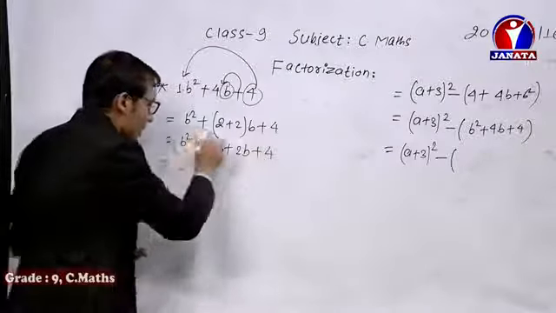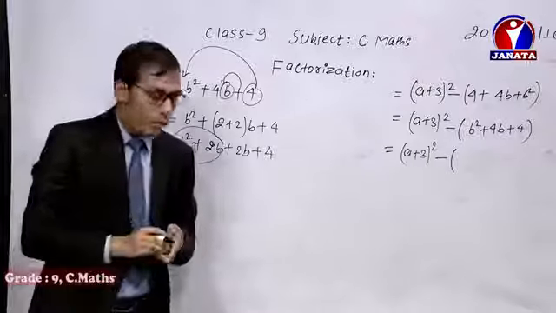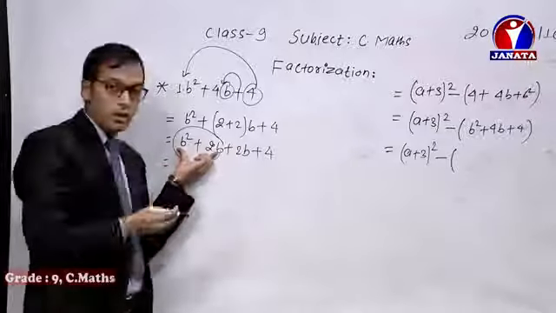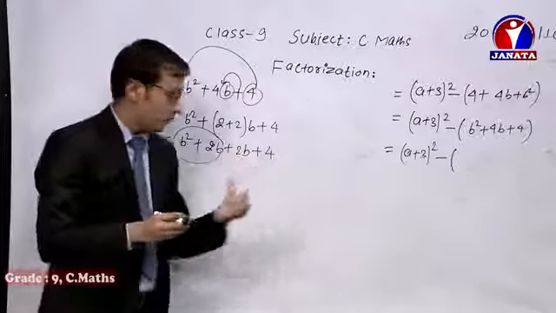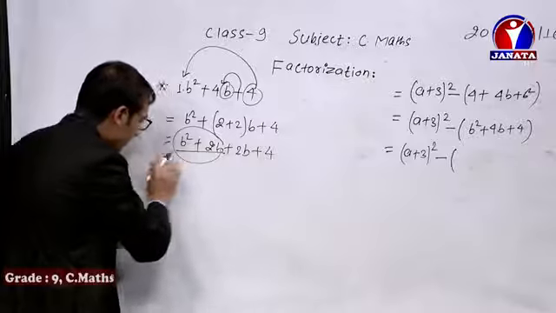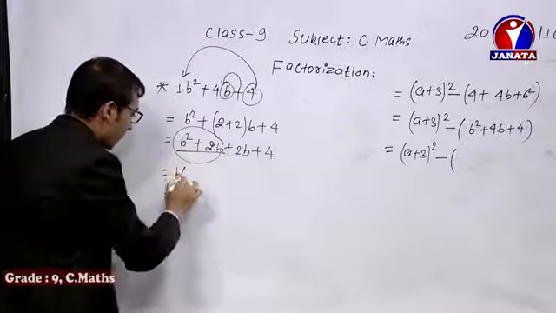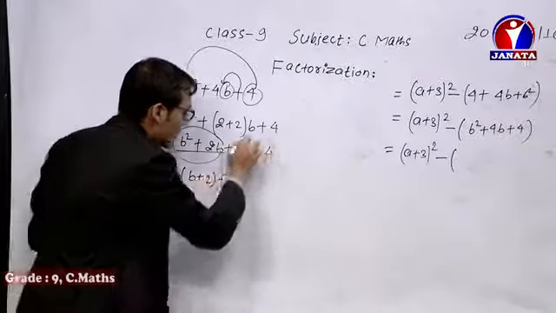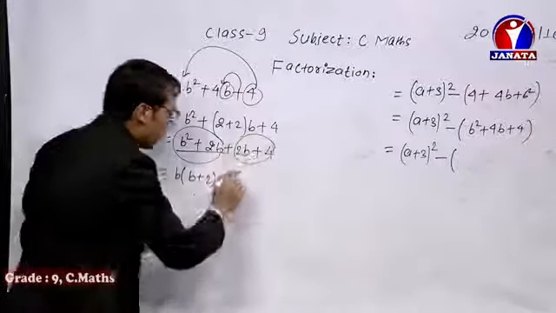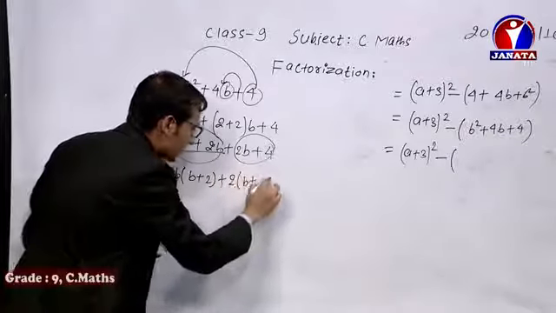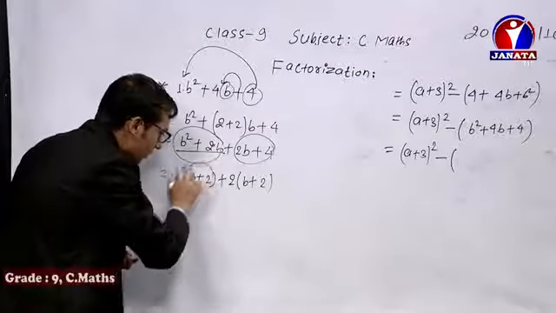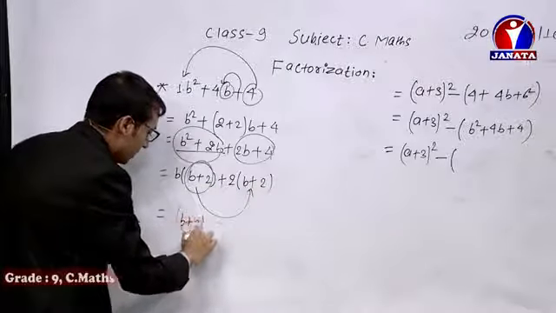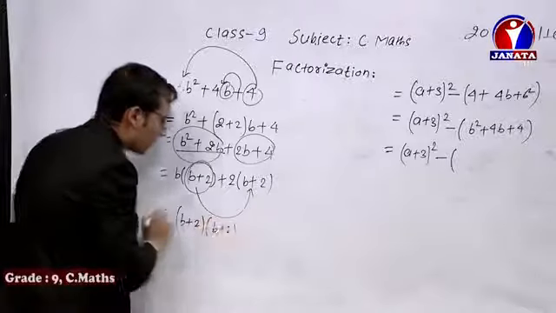Now we can take common by grouping, which means we can take common from the first 2 terms and then from the next 2 terms. What is common from these 2 terms? Obviously b is common. So what are the terms remaining? b plus 2. What is common from 2b and 4? 2 is common. b plus 2. Now can we take this common factor again? b plus 2 common here. Yes. So b plus 2 times b plus 2.